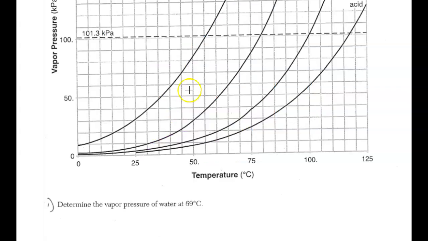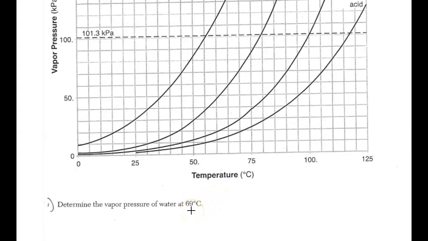Okay, so here we are at the vapor pressure diagrams, table H. Determine the vapor pressure of water at 69 degrees Celsius. We already did a vapor pressure diagram question above. This is the second, so 2 out of 3 on the most current Regents exams.